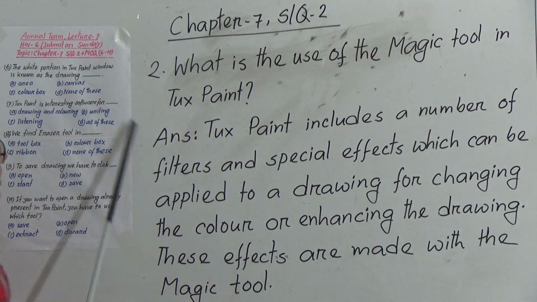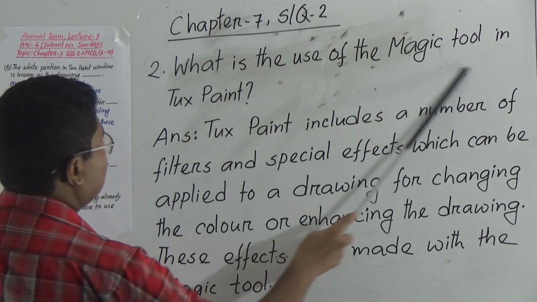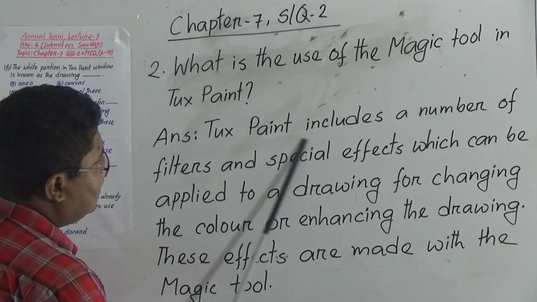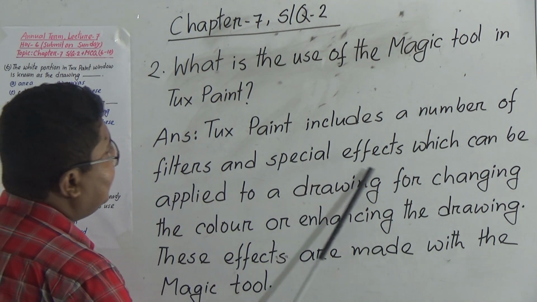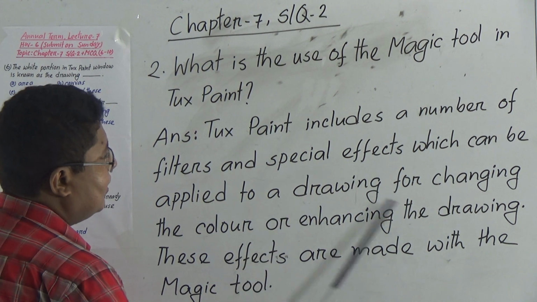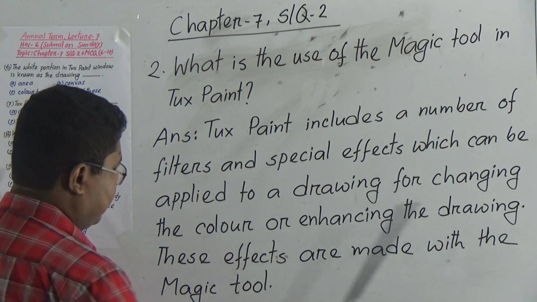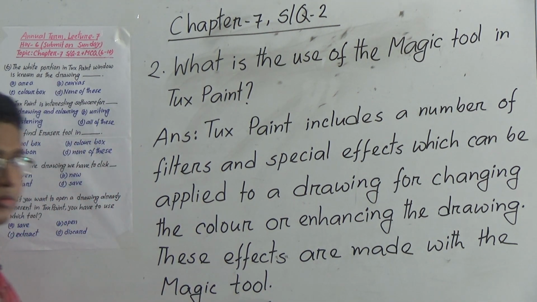I am repeating for the last time. Question 2. What is the use of the magic tool in Task Paint? Answer: Task Paint includes a number of filters and special effects which can be applied to a drawing for changing the color or enhancing the drawing. These effects are made with the magic tool.